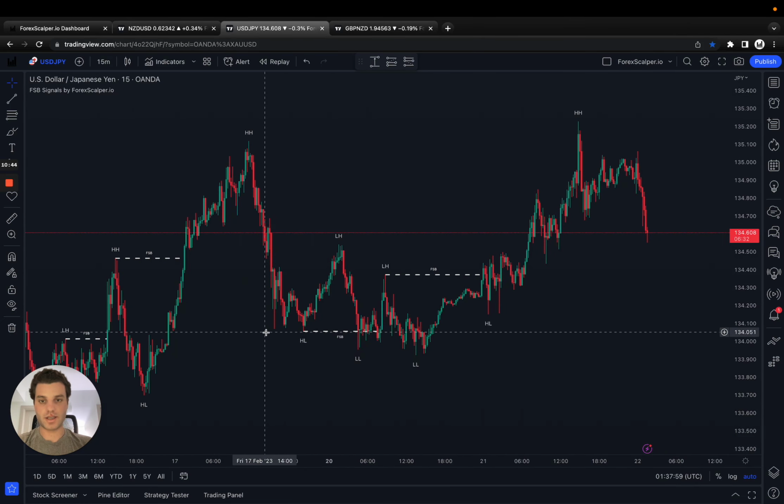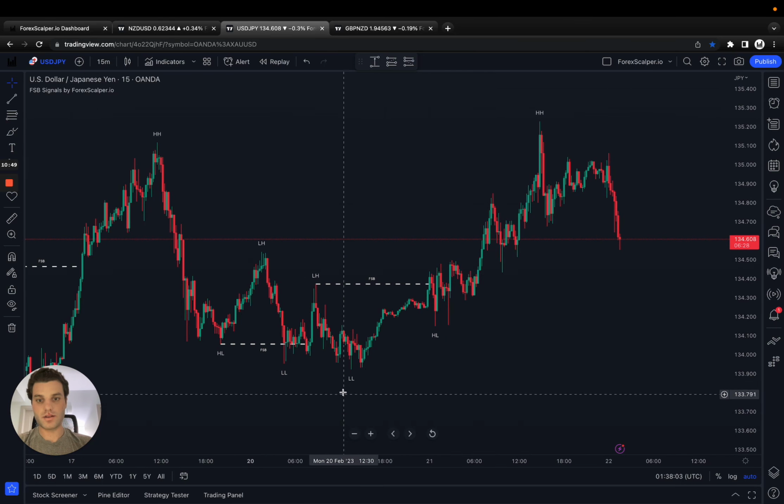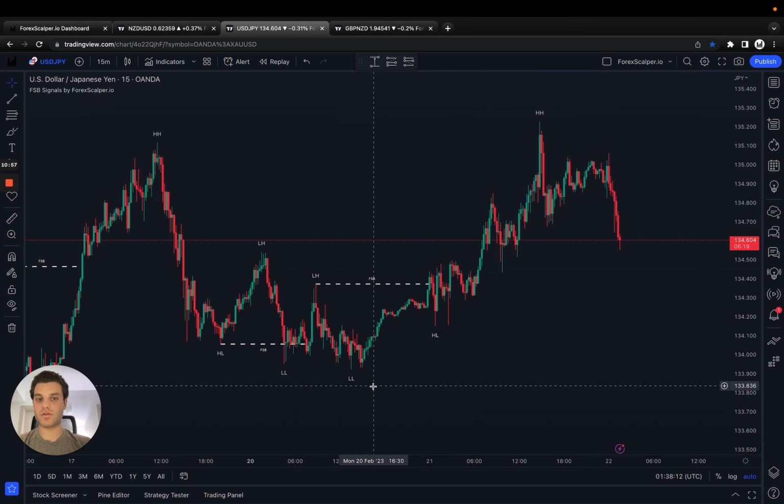If we take a look here, this would be a good reversal. So right here, lower low, breakout, and we wouldn't have taken this because it's a lower low. So this is just an additional filter to make sure that your accuracy is increasing with the system.